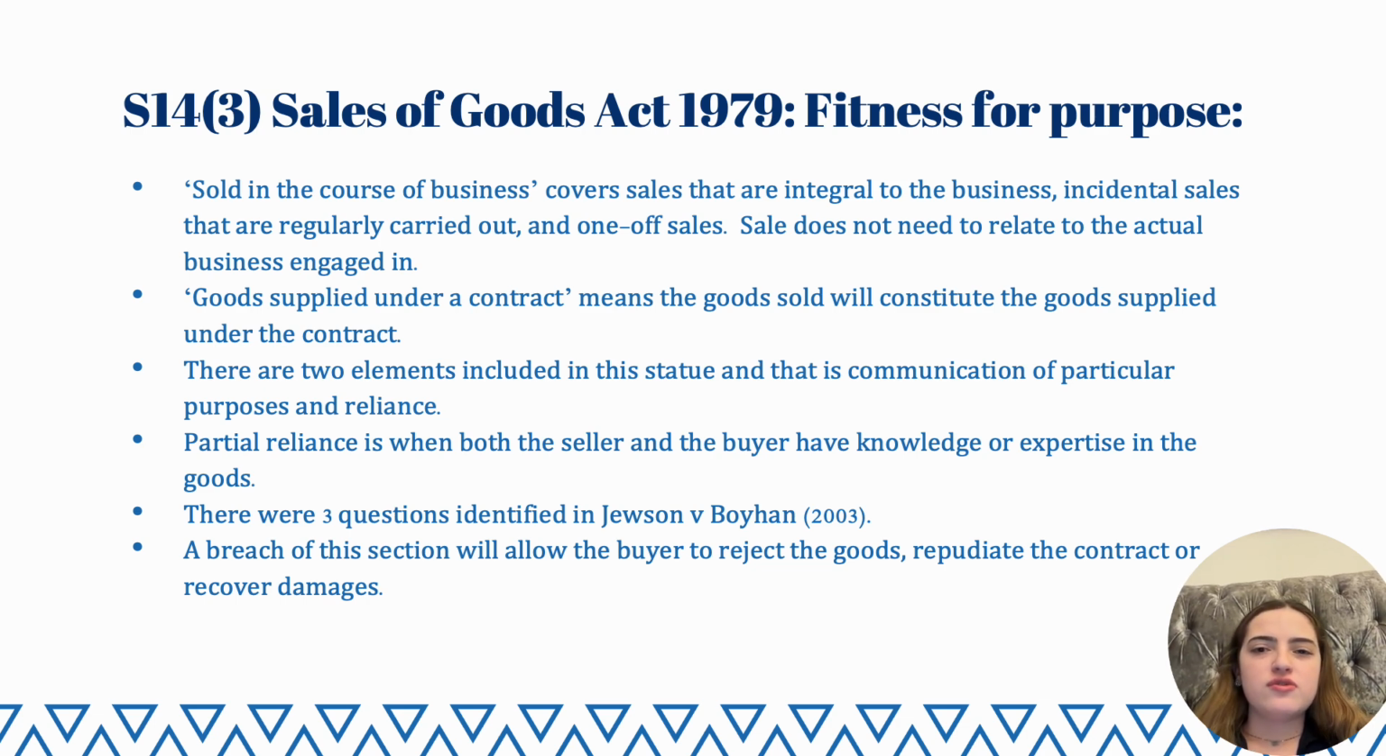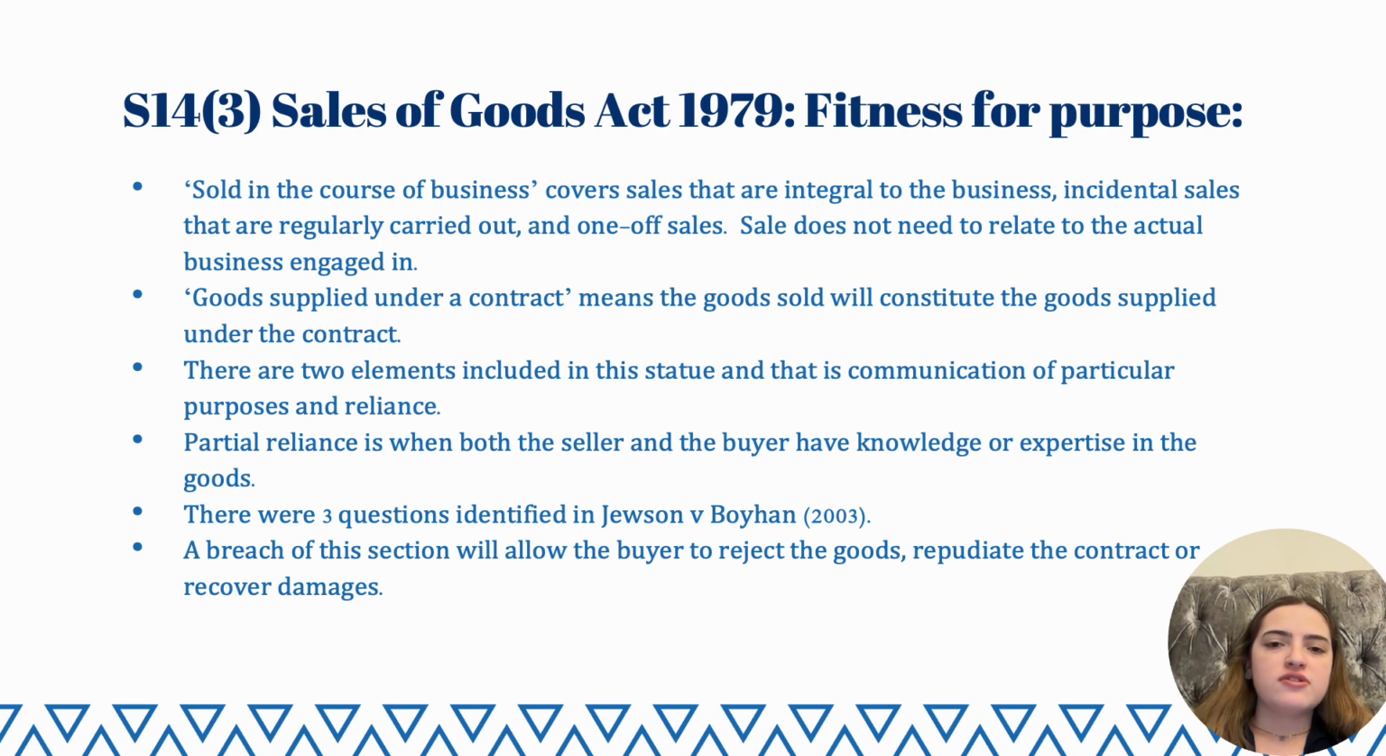Where the buyer acquires the goods for an uncommon purpose, the Section 14.3 term will only be implied if this is communicated to the seller. For example, in the case of Griffiths versus Peter Conway, Griffiths purchased a tweed coat from Peter Conway, and she developed dermatitis as she has sensitive skin. This was abnormal, and so she claimed the coat was not fit for purpose, and the claim failed as she did not make it known to the seller.